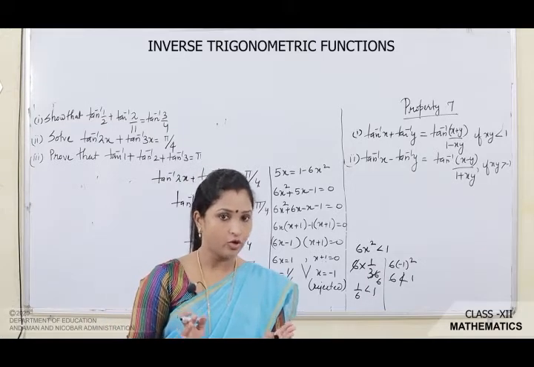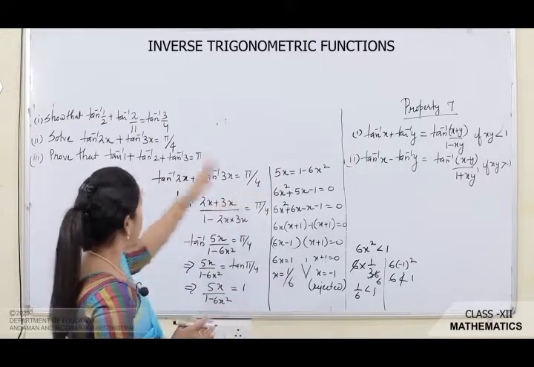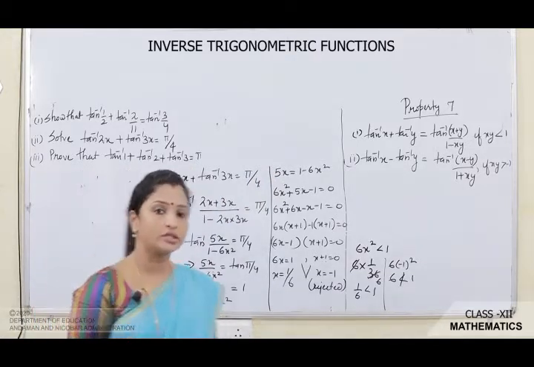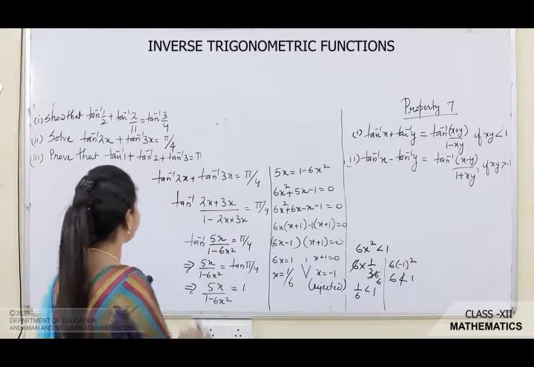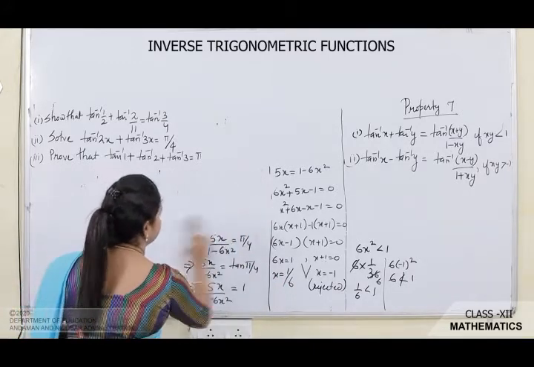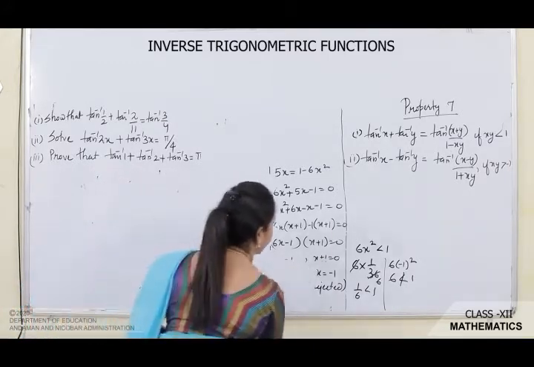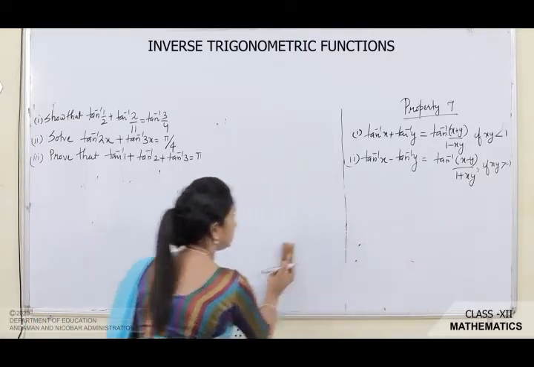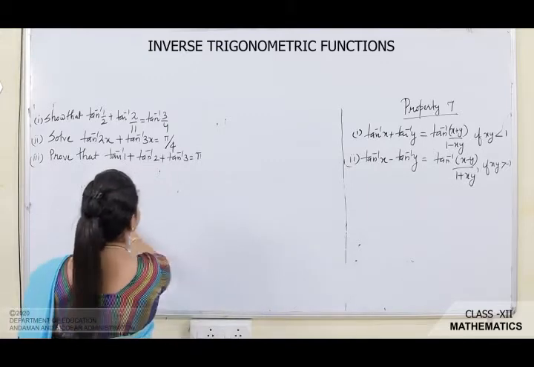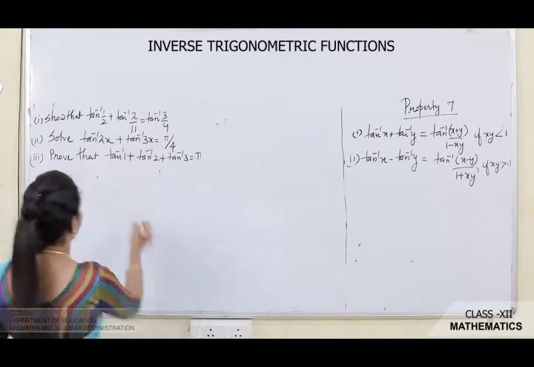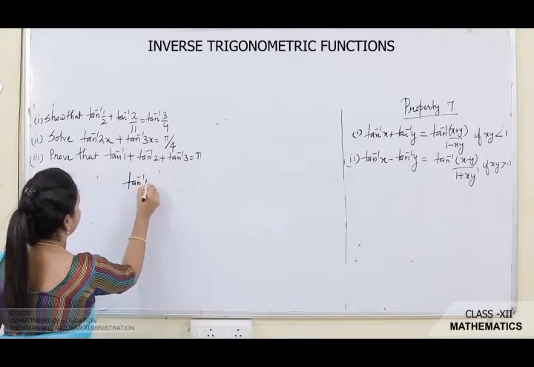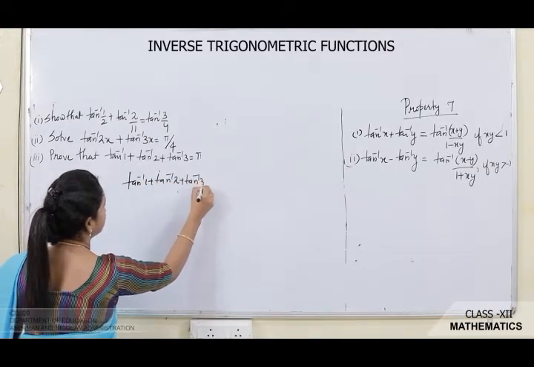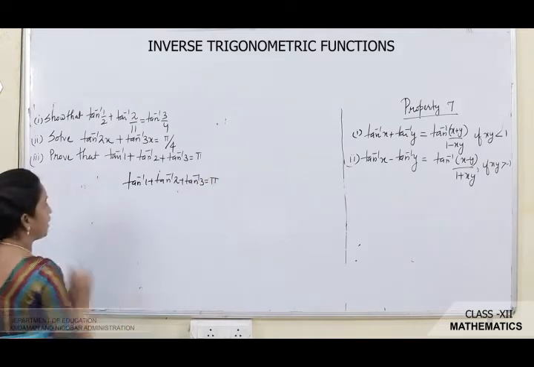Clear children? I hope this concept of the property and how to solve it ये आपको समझ में आ गया होगा, ठीक है. Now moving on to the third question here. See here, third question. Tan inverse 1 plus tan inverse 2 plus tan inverse 3 is equal to pi. You have to prove that.